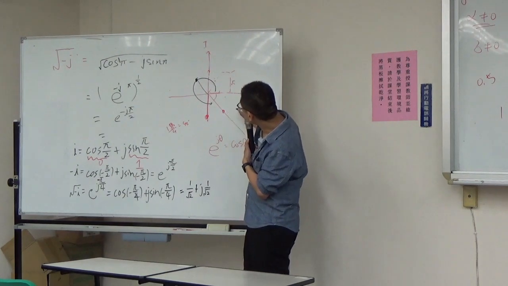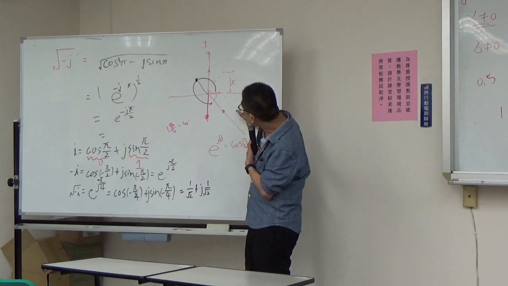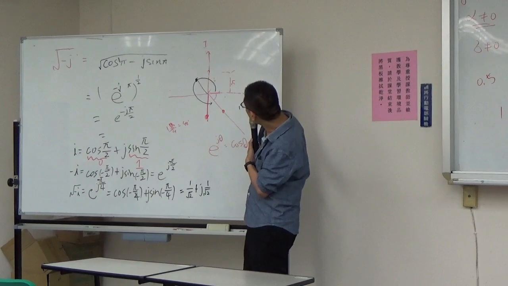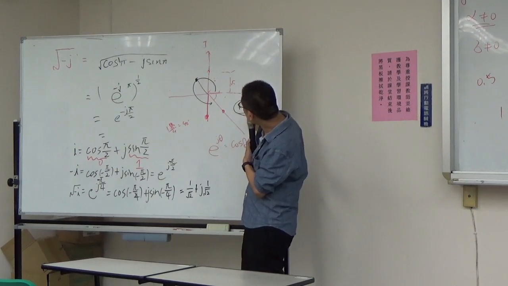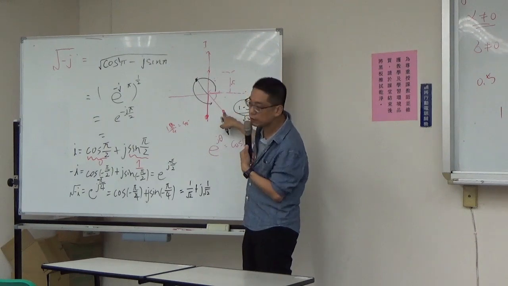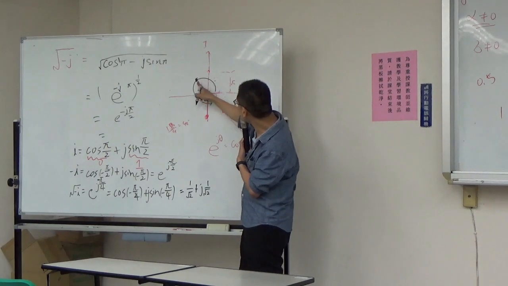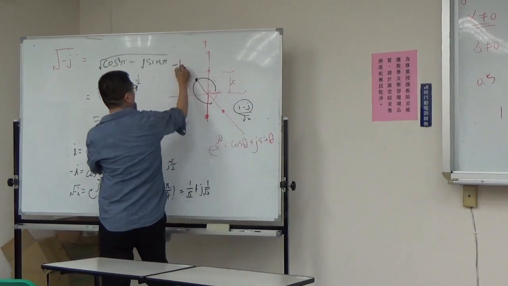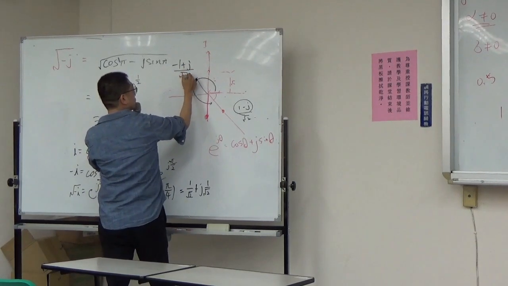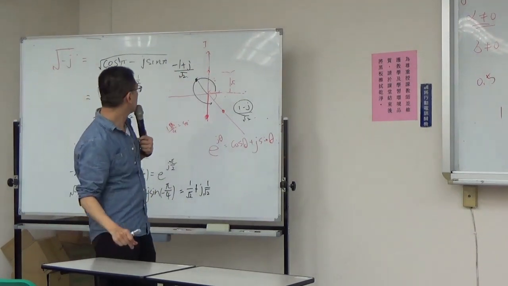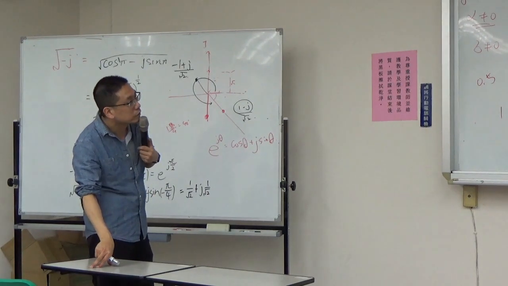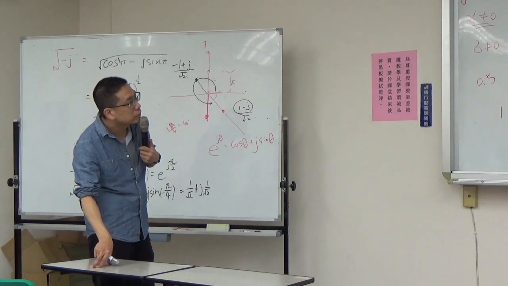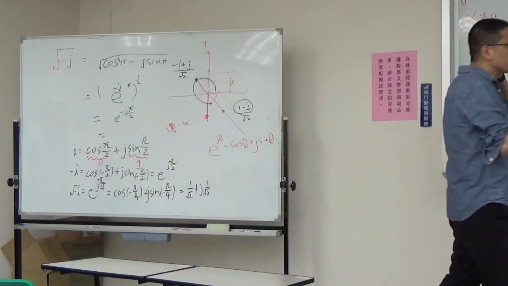For this one, you will have something is 1 minus j over square root of 2 if you take this point. And then if you take this point, it will be minus 1 plus j over square root of 2. And either way is different. It is because of the j outside.